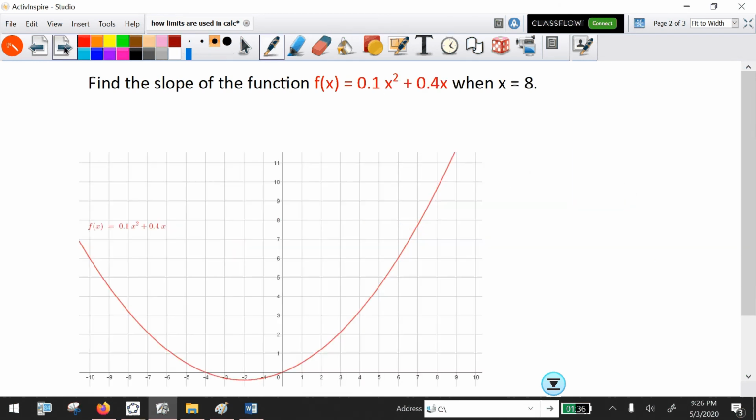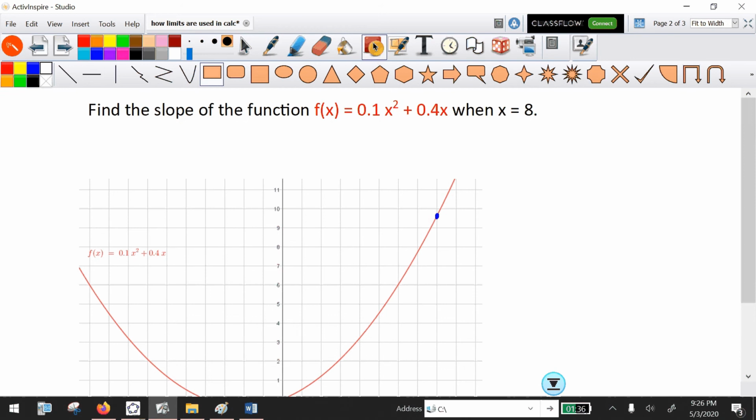But what if this was our function? Suppose we had the function f of x is equal to 0.1x squared plus 0.4x. We're asked to find the slope when x is equal to 8. That is going to be a little bit harder. It doesn't have the same slope at every point in this function.